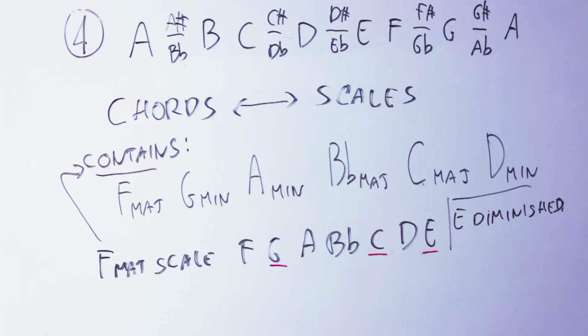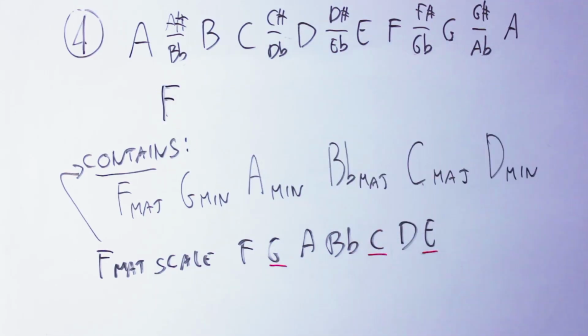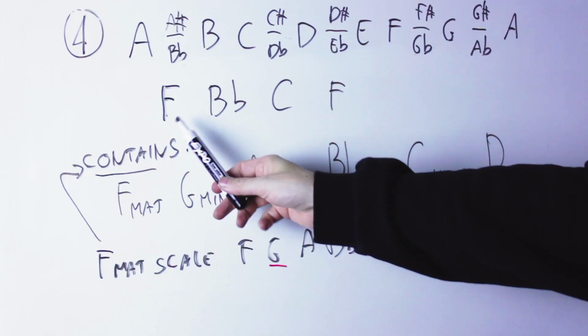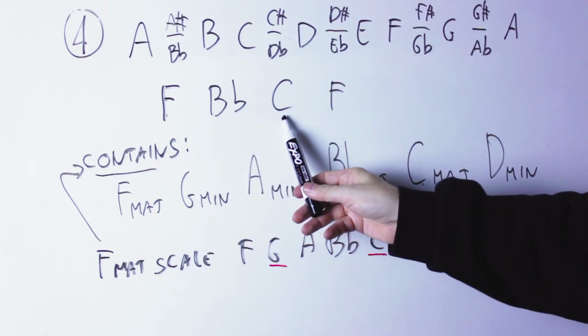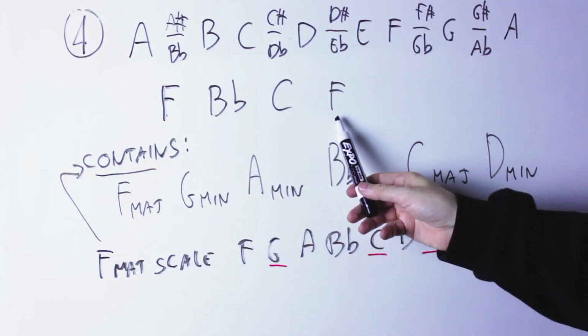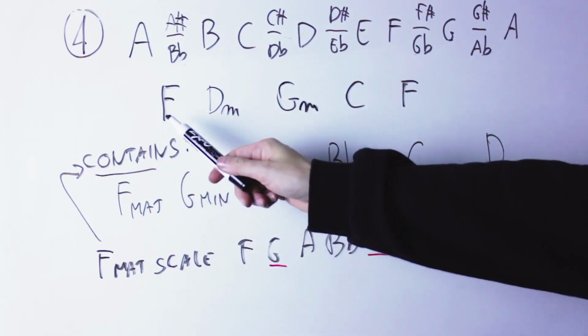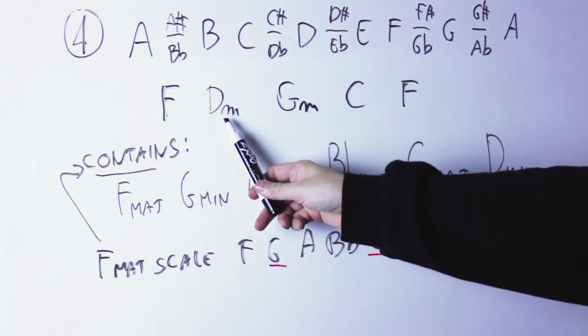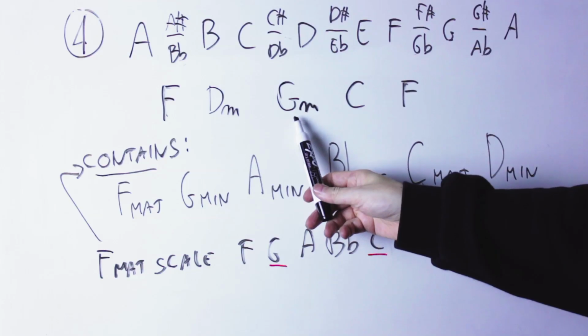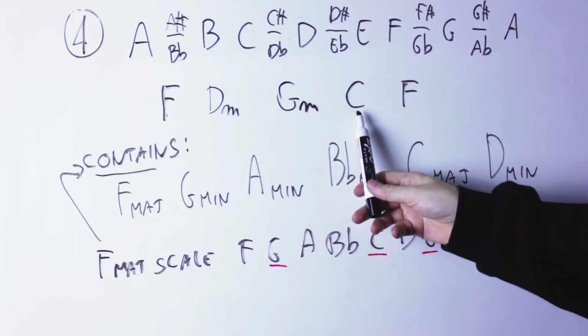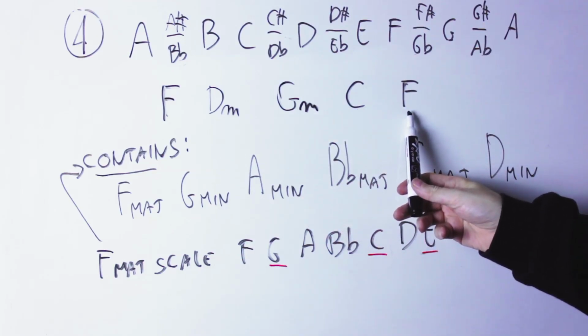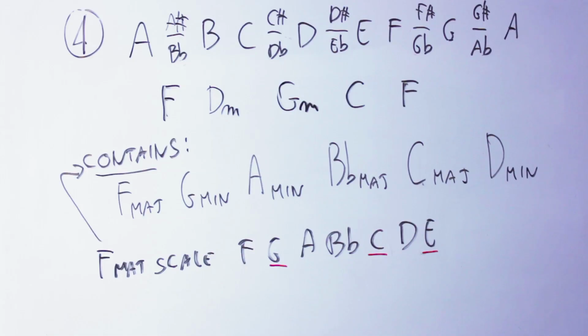Here in the key of F, I can take those chords and play them in any order. For instance, I can play F major, B flat major, C major, and F. Or I could play F major, D minor, G minor, C. You can do the exact same thing with any major scale or with any natural minor scale.